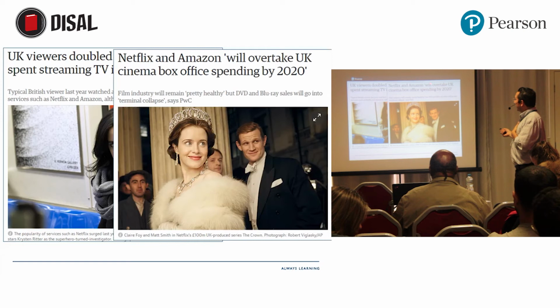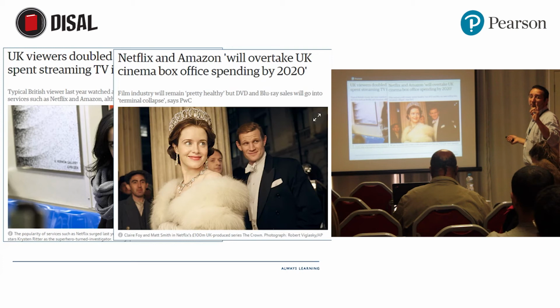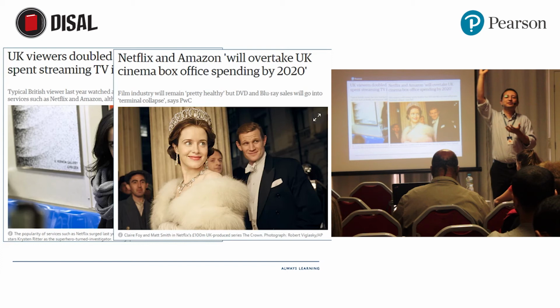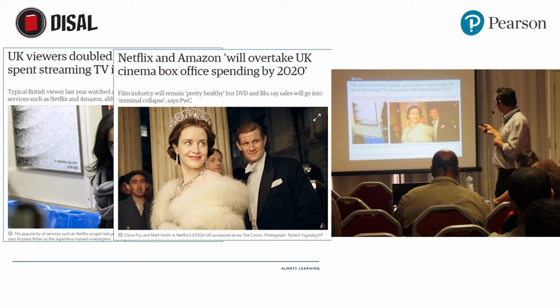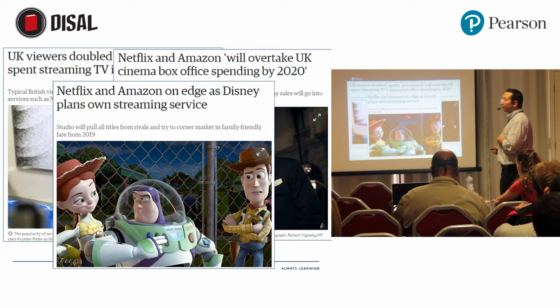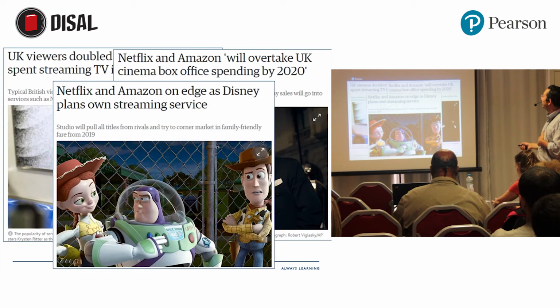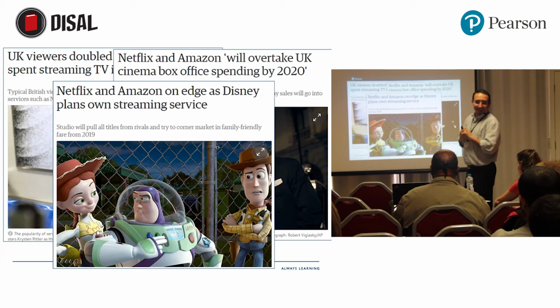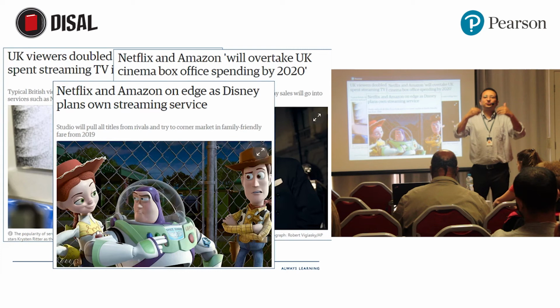In 2020, Netflix and Amazon, only the video services from Amazon, right, will overtake the whole cinema box office in the UK, will collect more money than all films and rooms combined in the UK and probably other places too. And this is more recent, this is from September, saying that Disney plans their own streaming service and they will pull out all their titles from Netflix and Amazon. So this is going to be a big fight. And Disney wants to fight it as well, right? So that's where the future is going to.